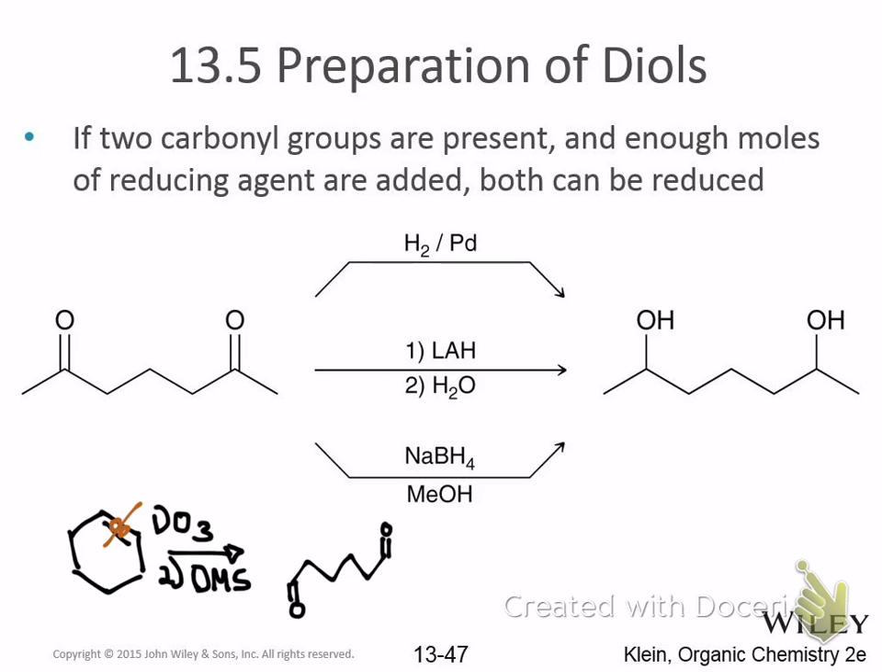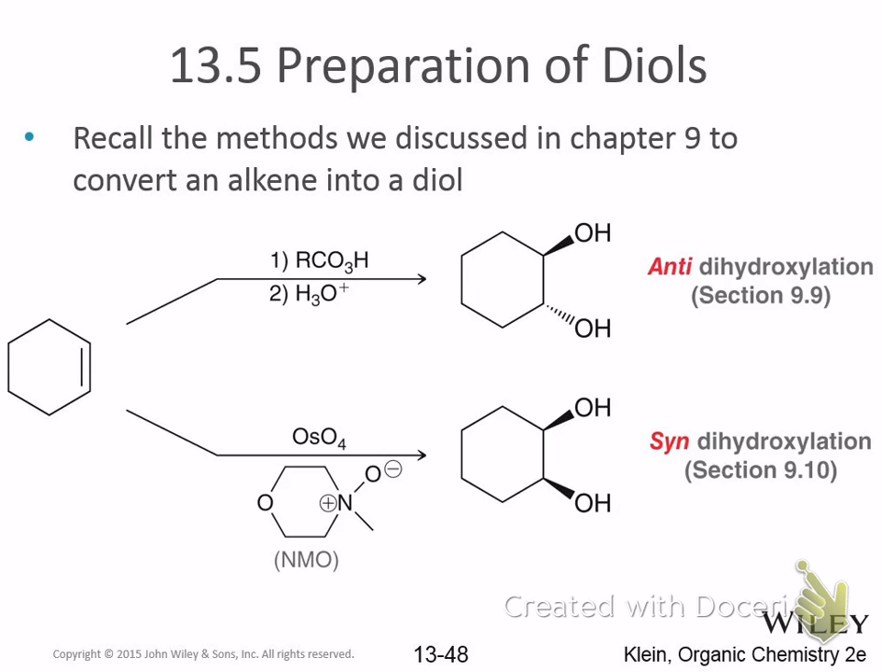But then if you do the reduction using sodium borohydride, lithium aluminum hydride, or hydrogen and palladium, then you'll end up with a diol. So it's not uncommon to see a cyclic structure with a double bond in it. You do ozonolysis, it cleaves it into either a dione or a molecule with two carbonyl functional groups. And then once you have alcohol functional groups, you can do all kinds of funny things, but we'll talk about that in a little bit.